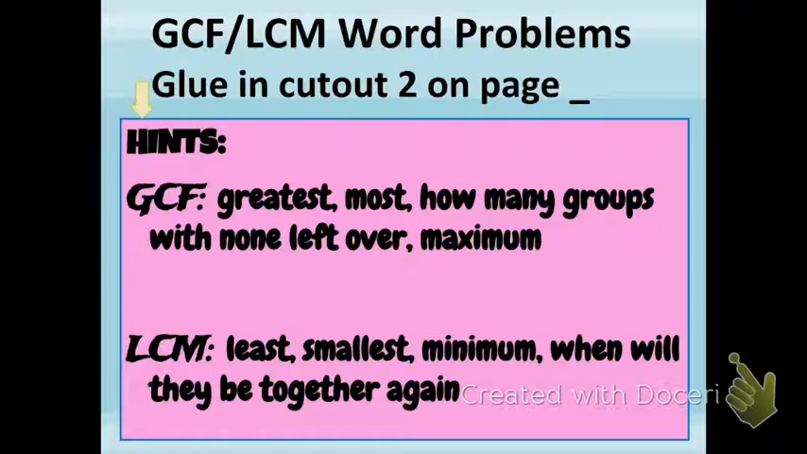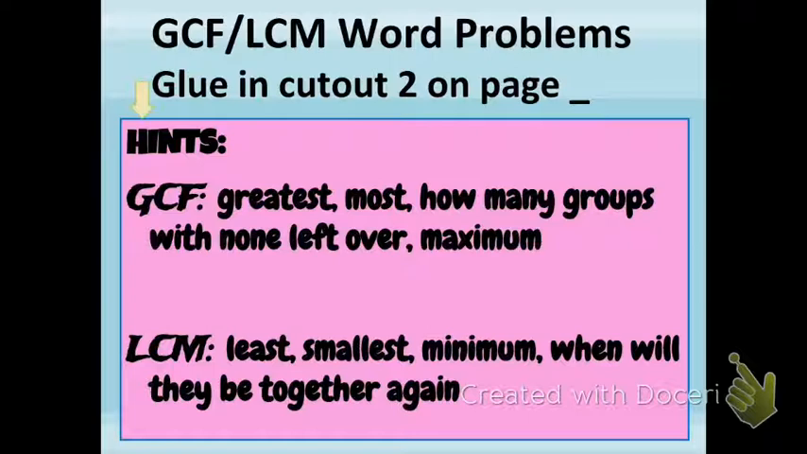But the big key words, so for greatest common factor, words like greatest, most, maximum, that's what most of us are used to. But the one that throws most people off is how many groups with none left over. Now, it's not always going to be worded exactly like that. So you need to be able to read, okay? There's no way to look at word problems and say they're always going to look this way or it's always going to say that, because that's just not real life. But if it's asking you how many groups and nobody can be left over, that kind of thing, that's going to be a greatest common factor question.